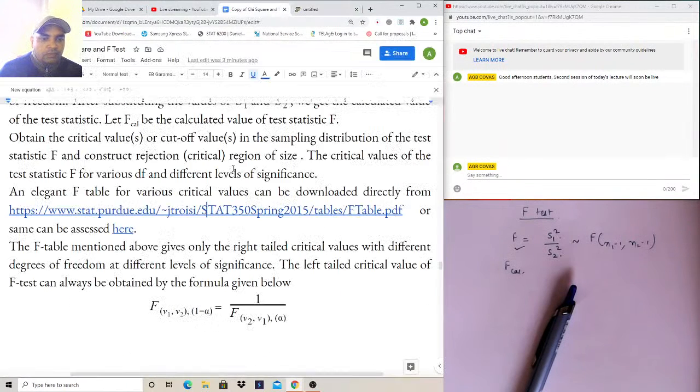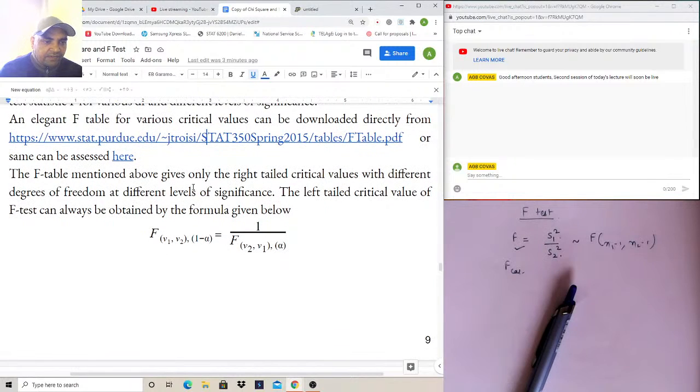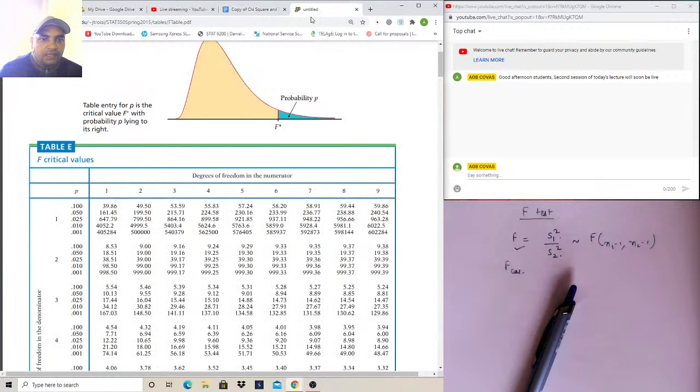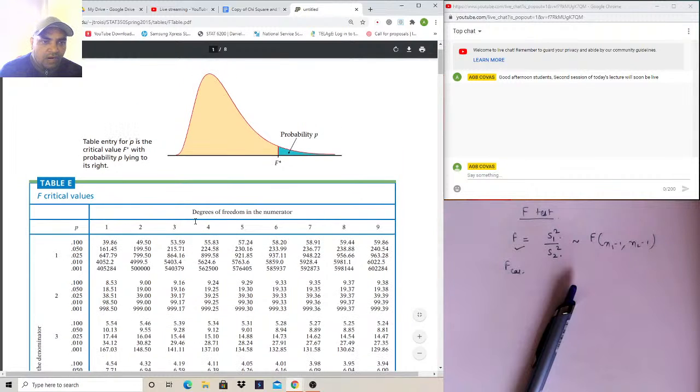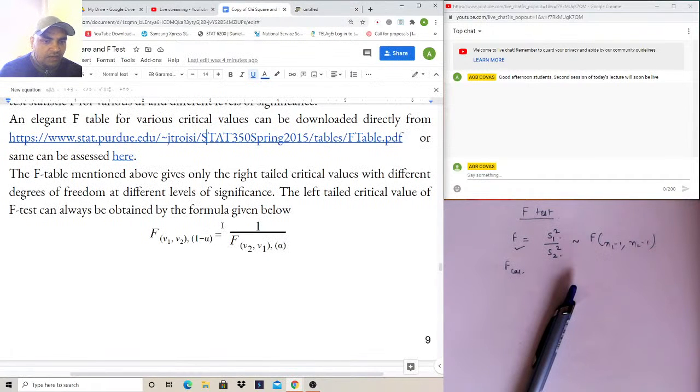In this particular F table mentioned above, only the right-tailed critical values are given. If you see, these F values are for the right-tailed test. These are not for the left-tailed. If you want to conduct a test which is left-tailed, then you have to calculate the F value on your own. And how to do that? There is a formula for that.